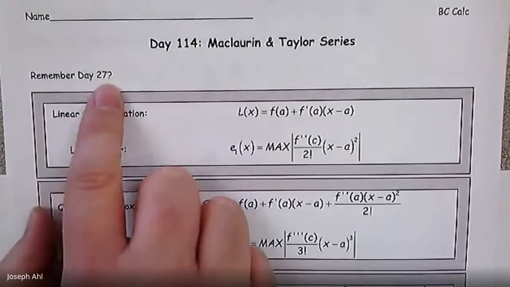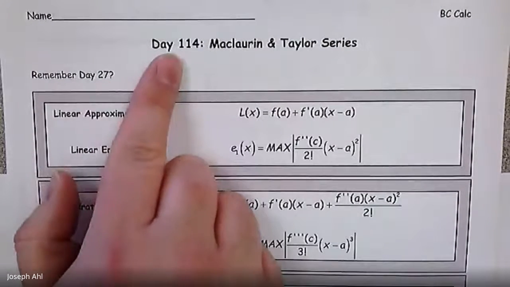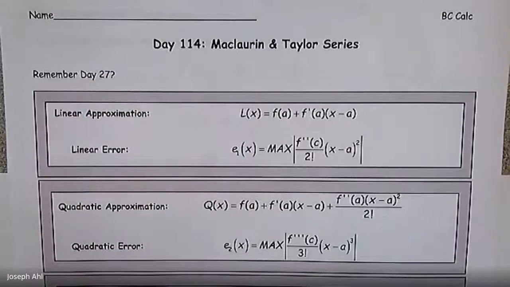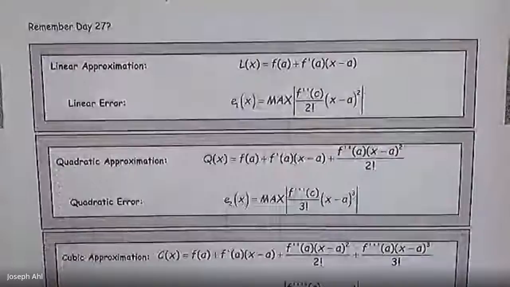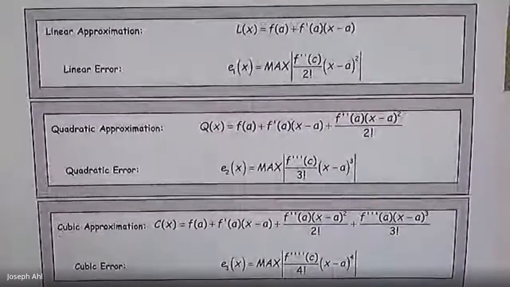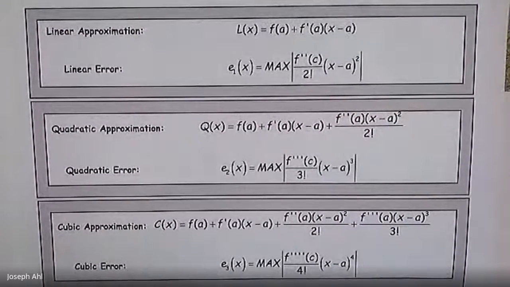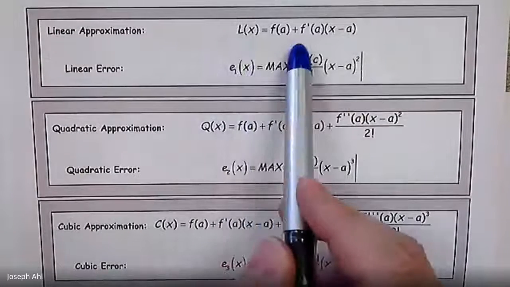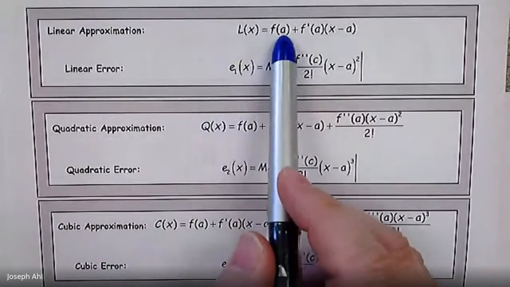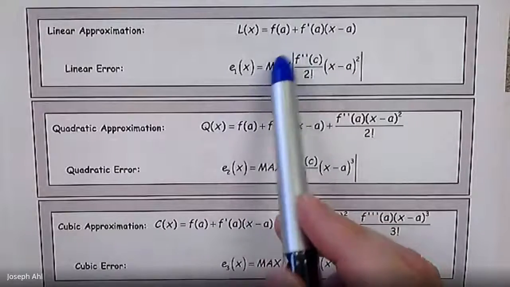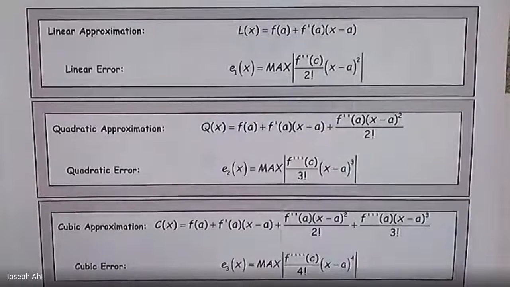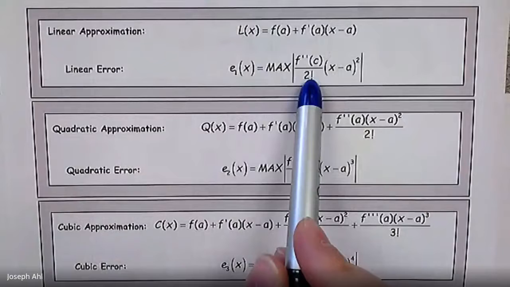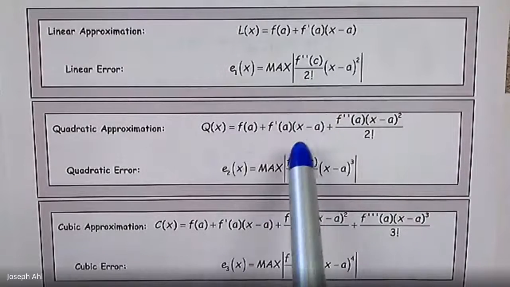Well, do you remember day 27? I'm sure you do. It's day 114. Day 27 was a long time ago, but I actually copied and pasted these three from a summary on day 27. At that point we had learned about linear approximation, at a specific value of a, using the slope of the tangent line to approximate the function there. And then there's some sort of error associated with that, of course. So here's what the error calculation looks like for a linear approximation.